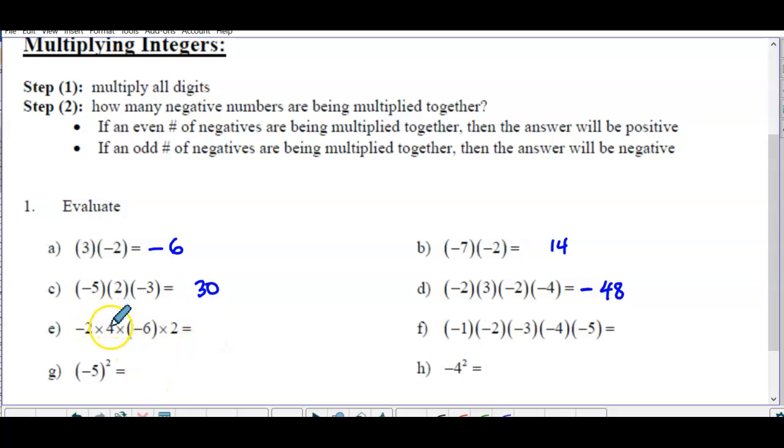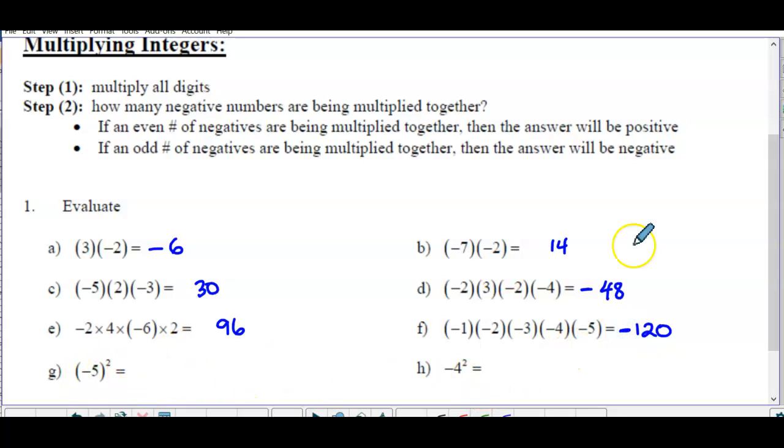So 2 times 4 is 8, times 6 is 48, times 2 is 96, and there's 2 negatives, so the answer will be positive. 2 is an even number. 1 times 2 is 2, times 3 is 6, times 4 is 24, times 5 is 120. And there's 1, 2, 3, 4, 5 negatives, so the answer is negative.